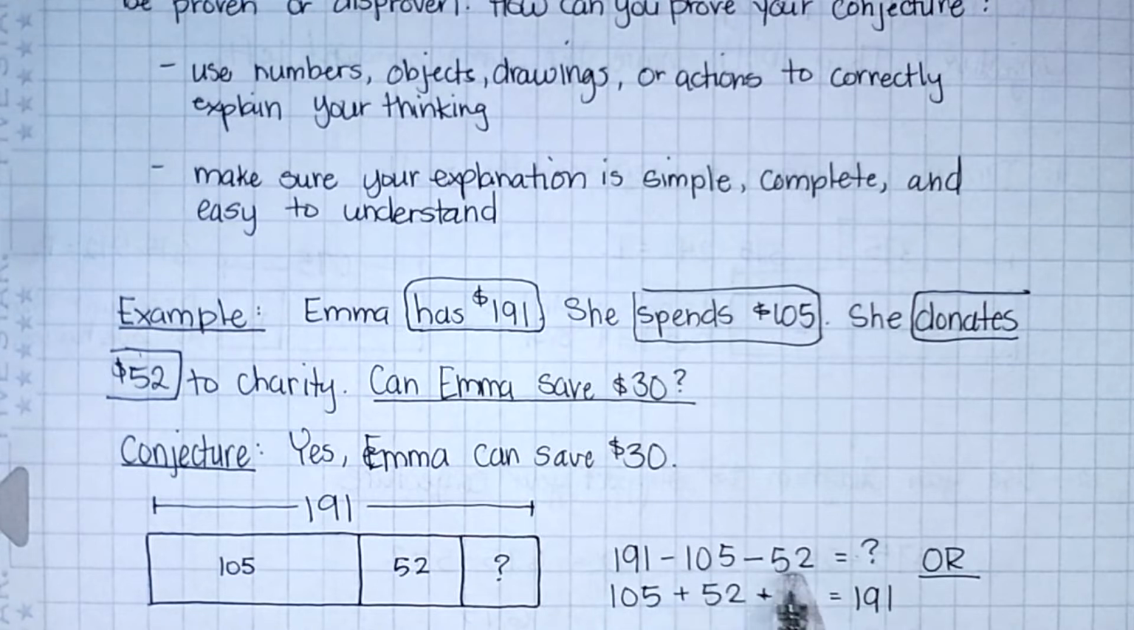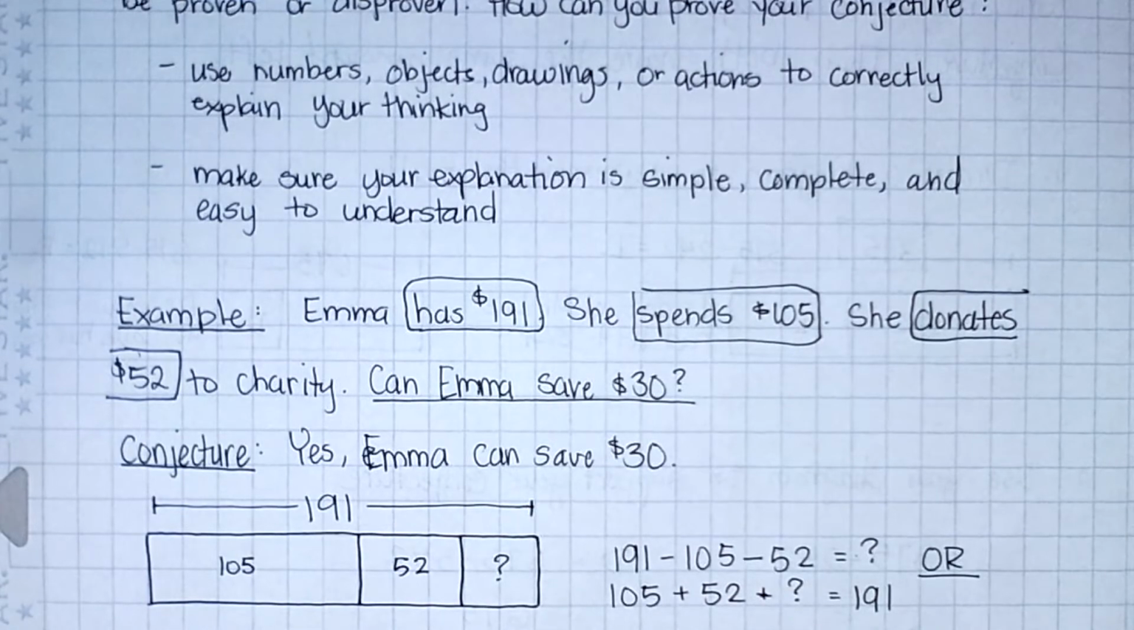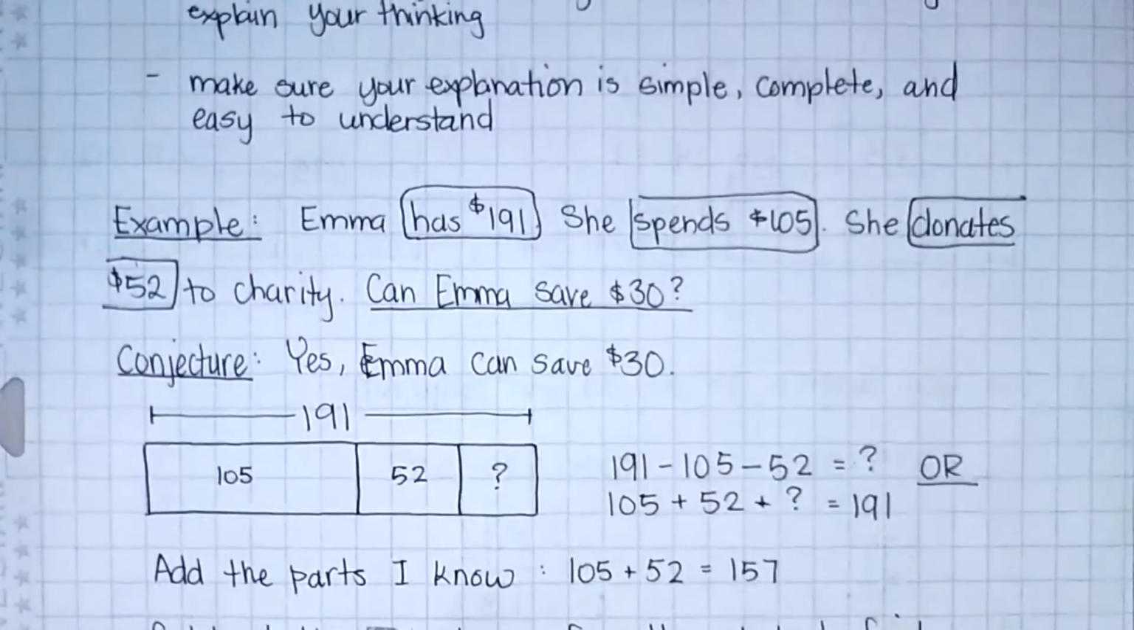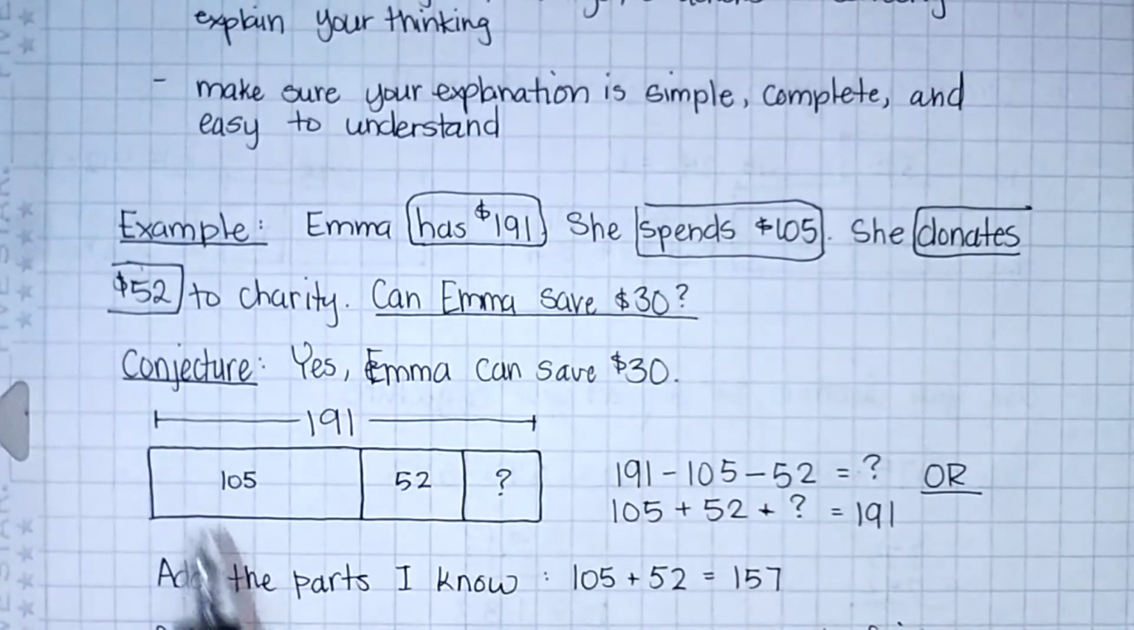191 minus 105 minus 52 gives me my missing piece. Or I can work it as an addition problem and say 105 plus 52 plus a number equals 191. So what I'm going to do is first add the parts that I know. So I'm going to add 105 and 52.